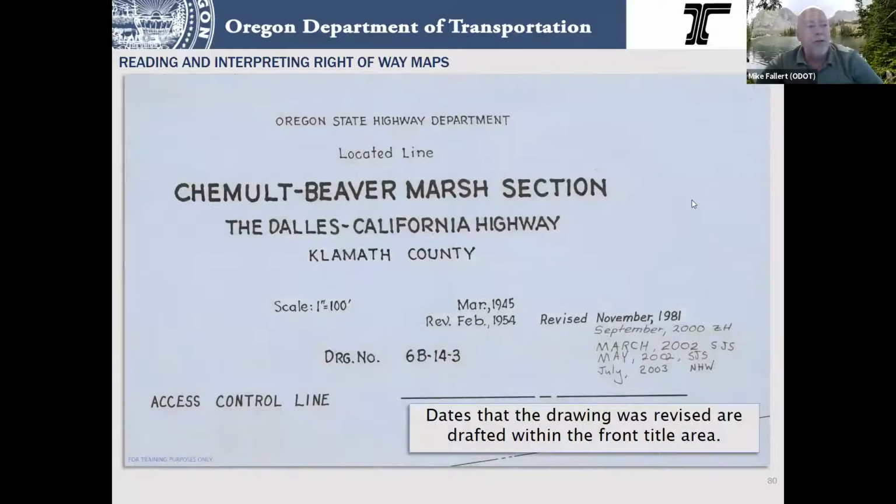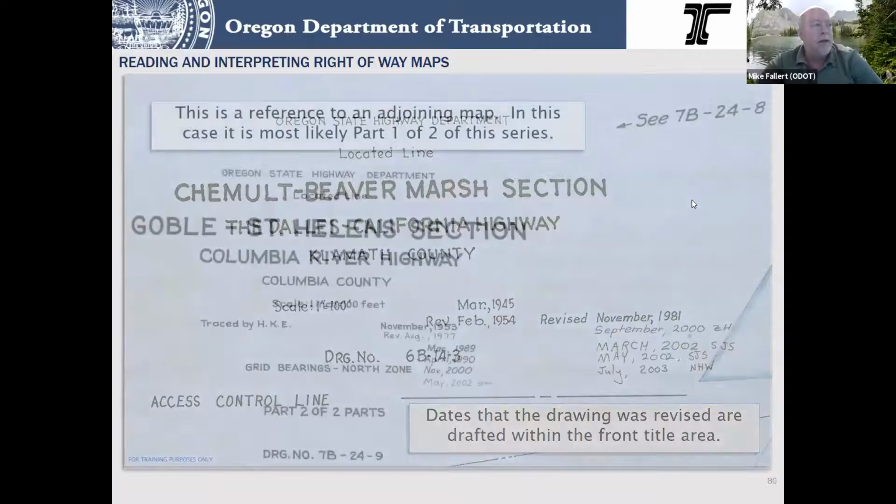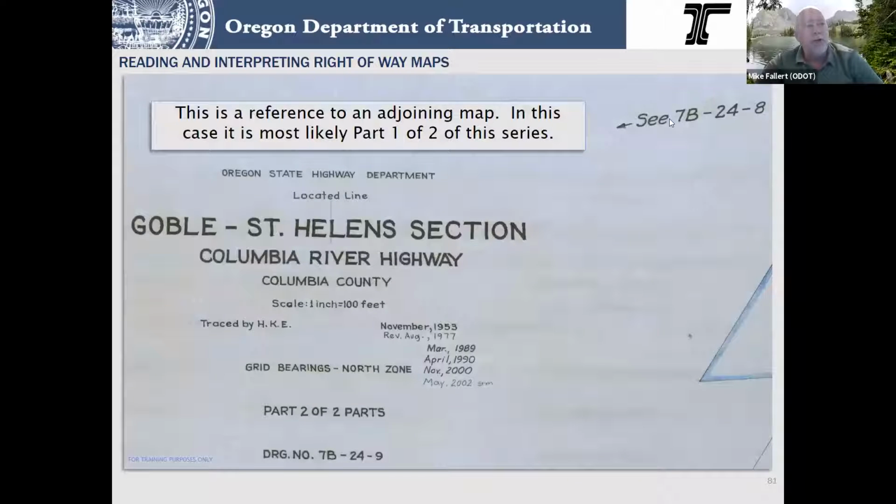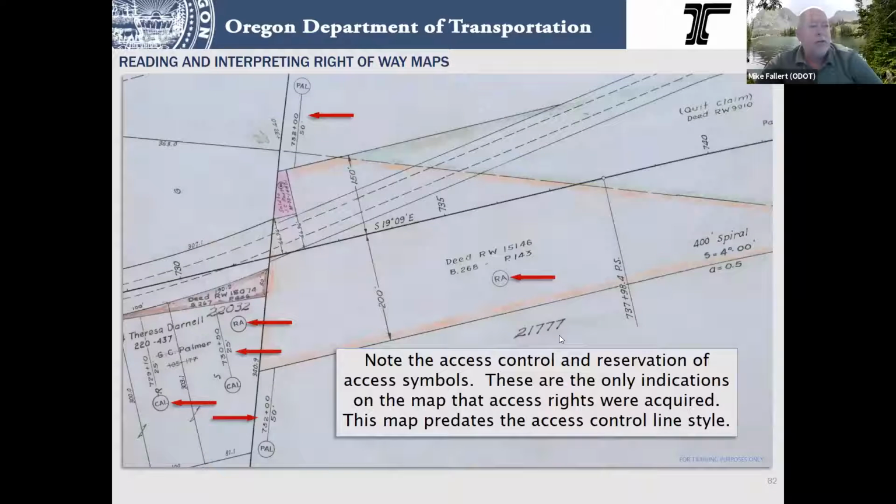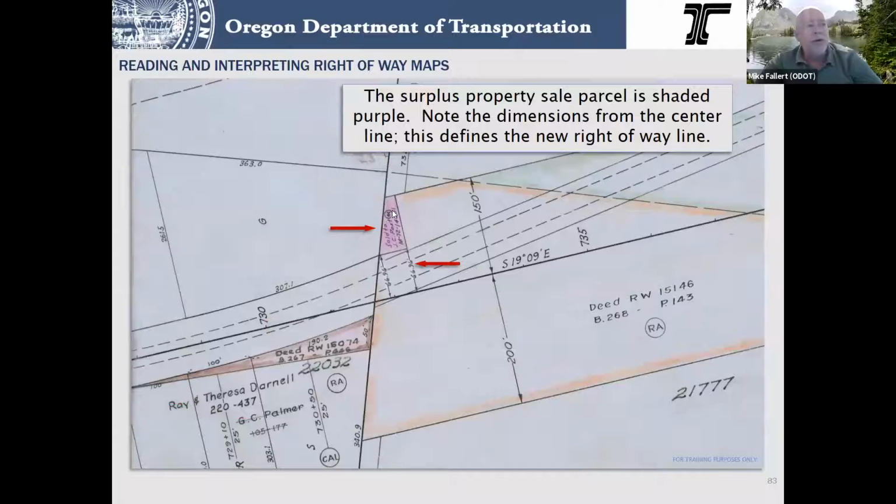Revision dates typically are up front there. There's reference to adjoining maps, usually part 1 or 2, and which ones to look for the other part. Your access symbols, double check. Did they get an access or didn't they? Did we buy access control or not? Stuff that was sold, I was talking about, we put the big dashed red line. Back in the day, they used purple. So when something was sold or excess or transferred, it's outlined in purple.